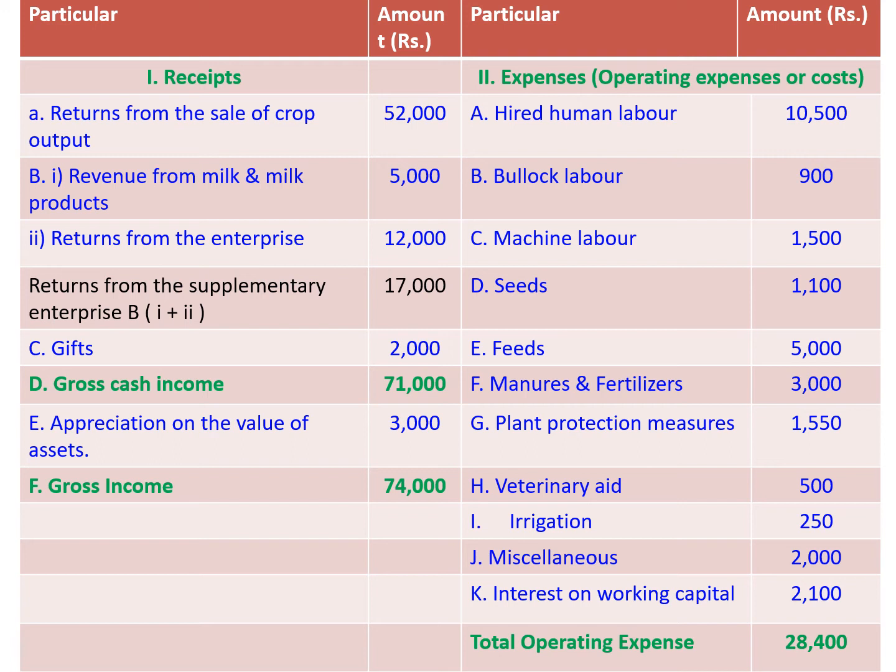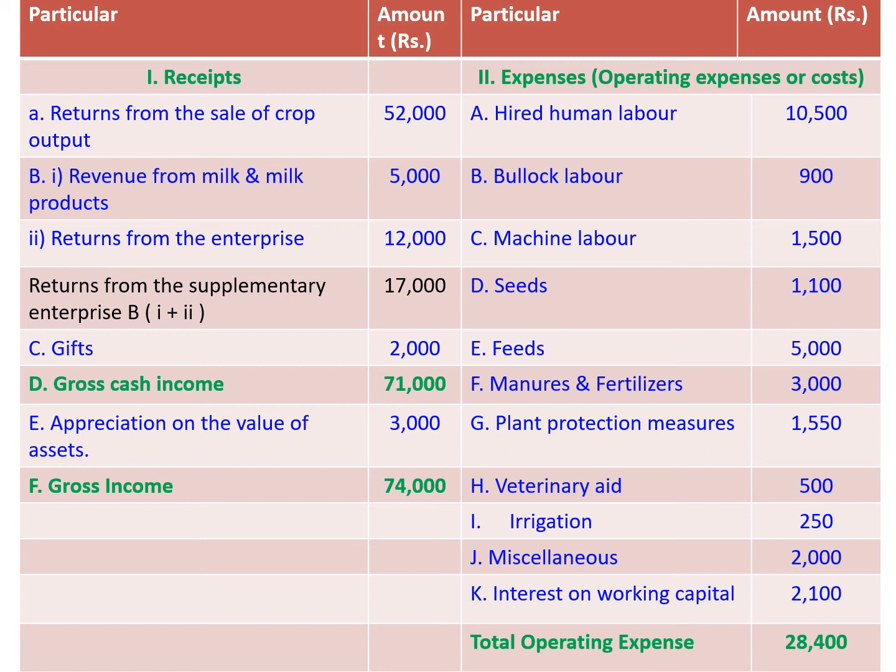In expenses, firstly, on hired human labor we spent 10,500 rupees. On bullock labor we have spent 900 rupees. Machine labor we spent 1,500 rupees. On seeds we spent 1,100 rupees. On feeds we spent 5,000 rupees. On manure and fertilizers we spent 3,000 rupees.